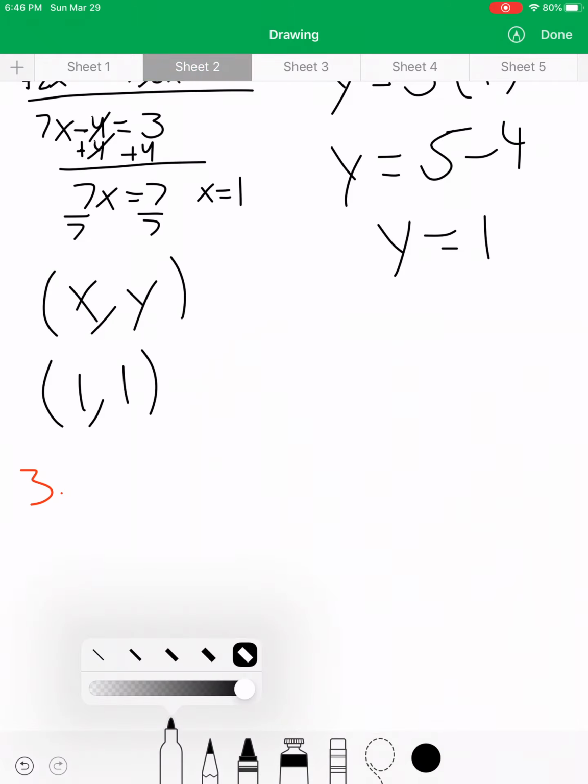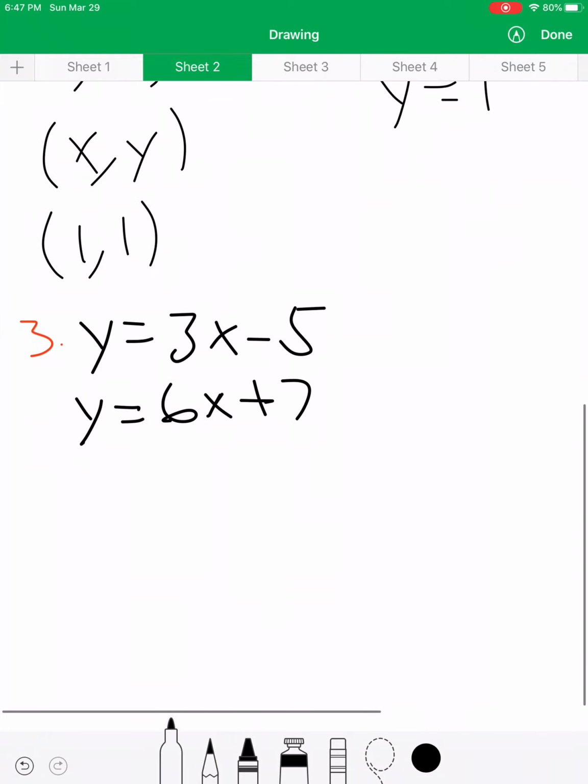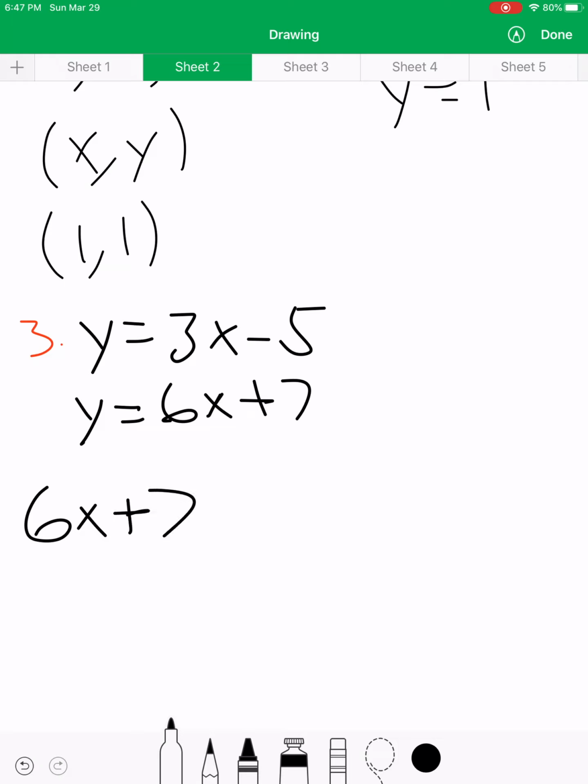All right, number 3, this was y equals 3x minus 5 and y equals 6x plus 7. Once more, substitute what you know y is in for one of the variables of either equation. So I'm going to rewrite this as 6x plus 7, because that's what y is, equals 3x minus 5.